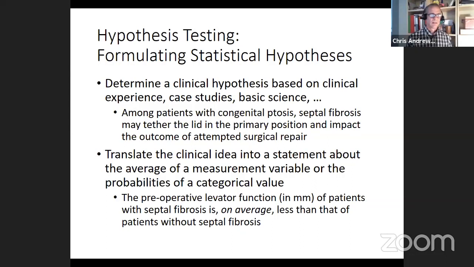So the objective or hypothesis that we came up with was to claim that the preoperative levator function, measured in millimeters, of patients with septal fibrosis is on average less than that of patients without septal fibrosis. And so here's a claim that is specific to a variable and a certain group of people, and we can collect data on. So it's a fairly clear clinical hypothesis, but we've turned it into a more clear statistical hypothesis about what we think is happening in these two groups.